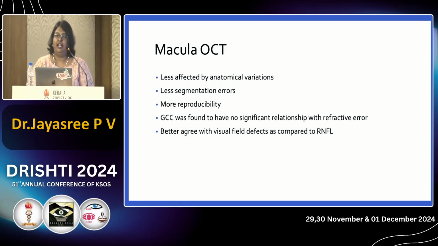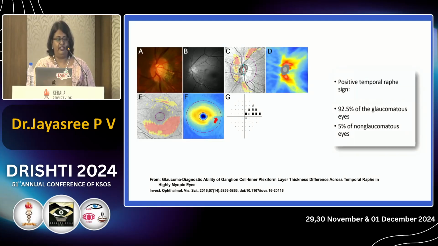Macular OCT is another promising tool because it is less affected by elongation of the globe, and it is more reproducible. And GCC with the temporal raphe, that horizontal demarcation where you lose GCC and it is horizontally demarcated, is called temporal raphe. If you see a temporal raphe, it is highly possible that it is a glaucomatous eye.